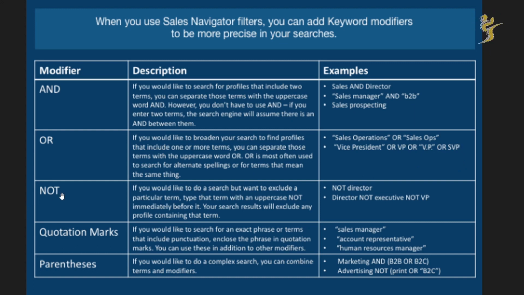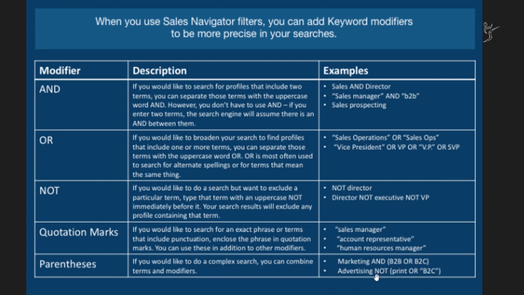Next is the or modifier. If you would like to broaden your search or find profiles that include one or more terms, you can separate those terms with the uppercase word OR. OR is most often used to search for alternative spellings or for terms that mean the same thing. So you could do "sales operations" or "sales ops", or vice presidents or vice president, or VP, or V.P., or SVP. And then NOT is the next modifier. If you would like to exclude a particular term, type that term with an uppercase NOT immediately before it. Your search results will exclude any profile containing that term. So NOT director, or director NOT executive, NOT VP. And then quotation marks.